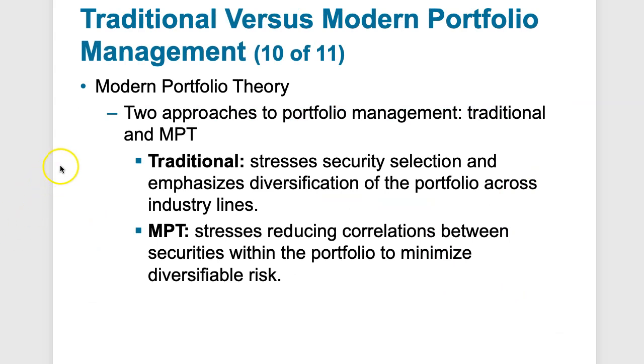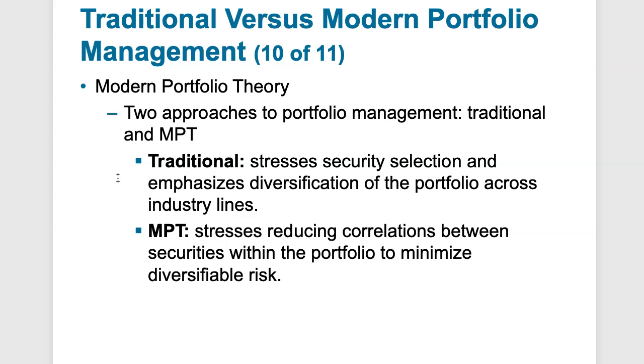Now, looking at the 2 approaches, the traditional approach is going to stress more mutual fund managers who are going to spend more time in their security selection, getting to know the financials of the company, getting to know the management, the products, and they're going to try to pick the best companies and assemble them in a diversified portfolio across industry lines. So think about the traditional approach as not using a lot of math. It's just a lot of research.